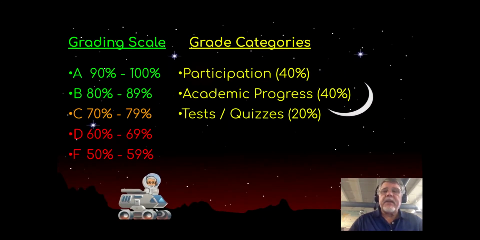Now, as far as the grading scale and the grading categories go for this year, I use a fairly standard grading scale with one major exception. So you can see here that an A would be the range of 90 to 100% on an assignment. A B would be 80 to 89, a C 70 to 79%, a D 60 to 69%. And then the one that's fairly different from other teachers probably is that an F goes from 50% to 59%.